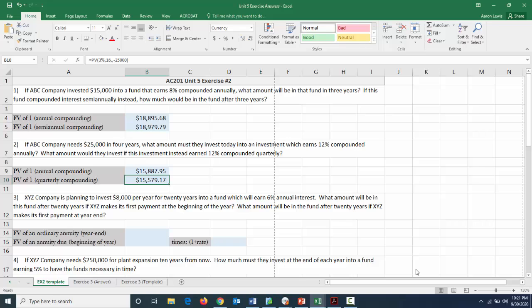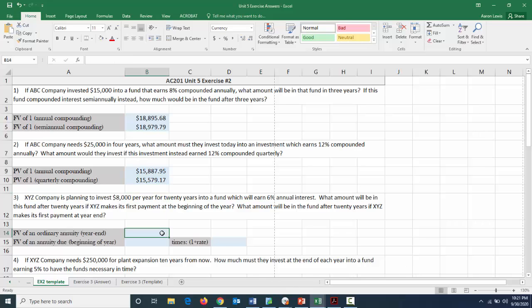In our third question, XYZ Company is planning to invest $8,000 per year for 20 years into a fund which will earn 6% annual interest. What amount will be in the fund after 20 years if XYZ makes its first payment at the beginning of the year? And what amount will be in the fund after 20 years if XYZ makes its first payment at year's end? I'm actually going to do the second part of this first, the at year's end.